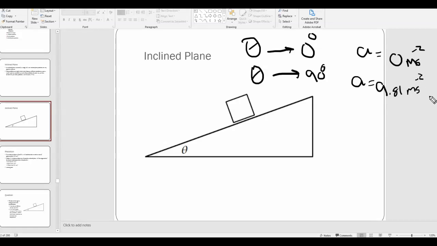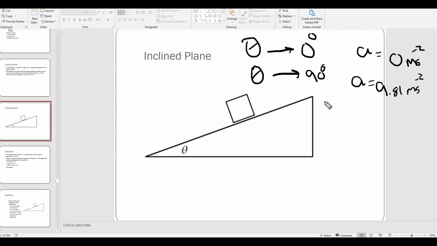And so clearly, if you think in terms of the limiting case, as long as the angle is somewhere between 0 and 90 degrees, the acceleration would have to be between 0 and 9.81 meters per second squared. And so that means, generally speaking, the acceleration would be less than 9.81 meters per second squared, which is why the answer was the first option.